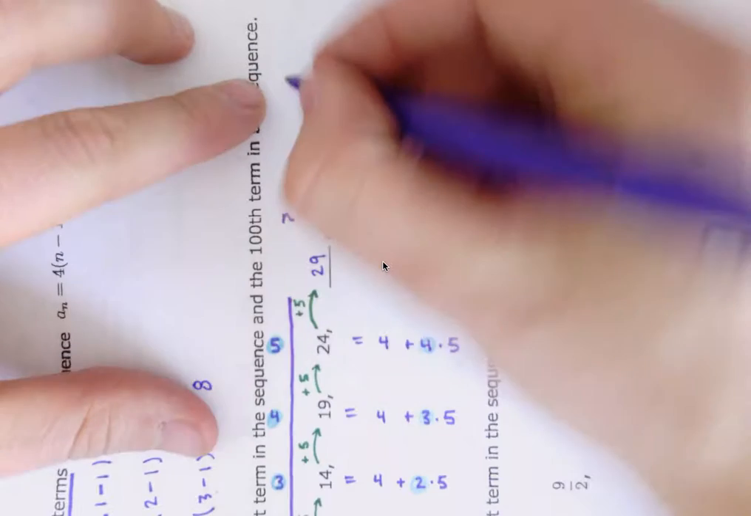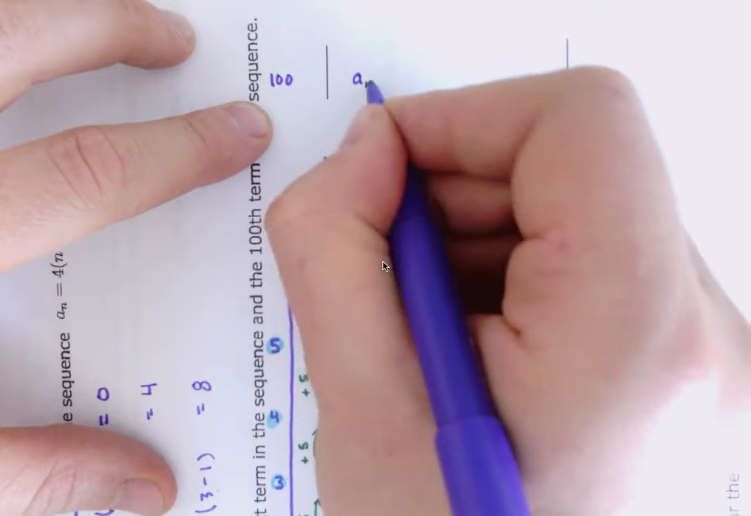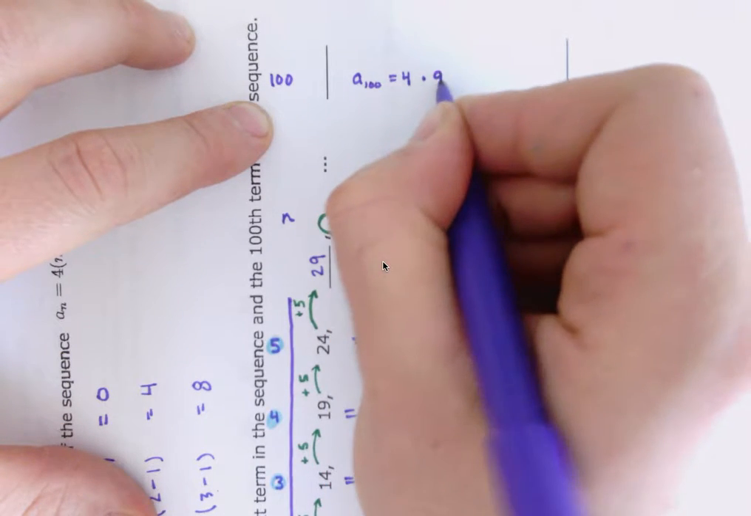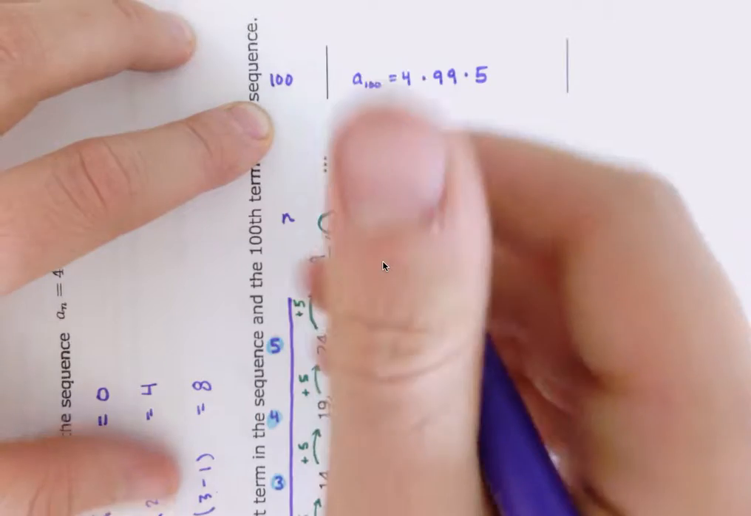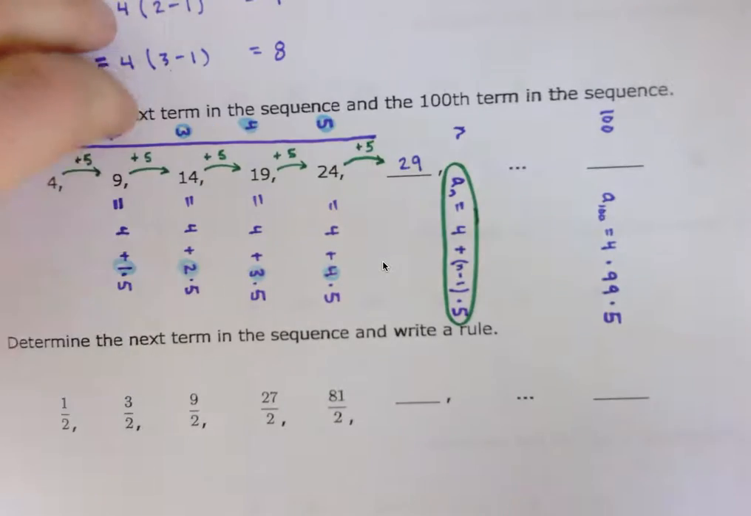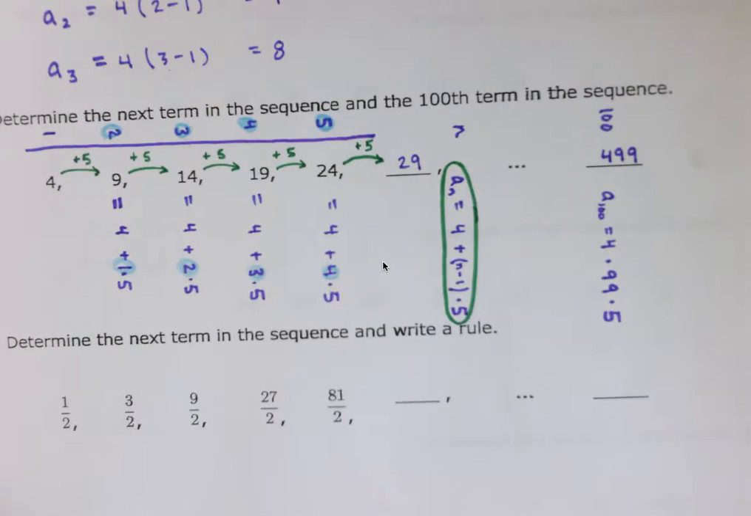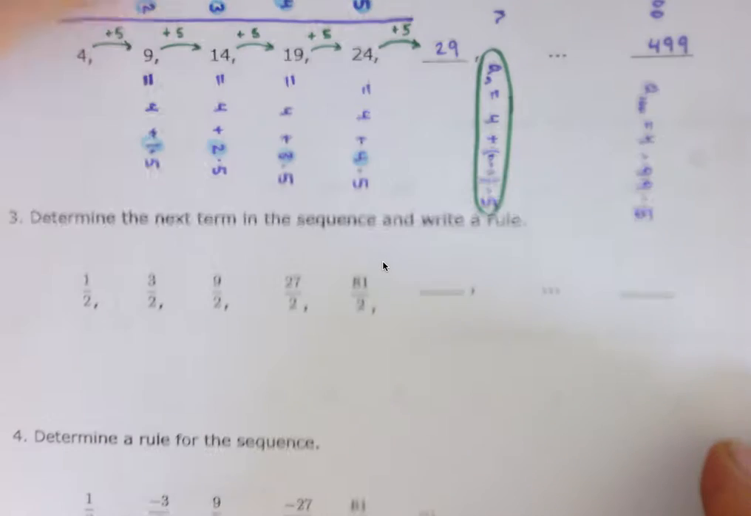And now we can pretty quickly figure out that for the 100th term in the sequence, A100 will be equal to 4 plus 1 smaller than 100 times 5, which is going to give us 499. I'll write that here. Next one.